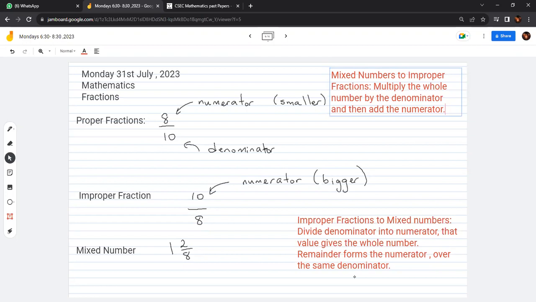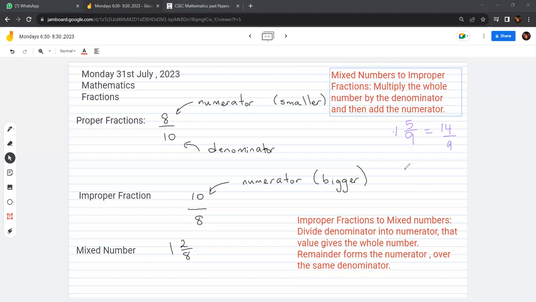All right, so let's say they gave us 1 and 5/9. To change this to an improper fraction, it's going to be the whole number, which is 1, times the denominator. So it'll be 1 times 9, which is 9. And then we add the numerator. 9 plus 5, that's 14. And we're going to put it over the same denominator. The denominator stays the same.